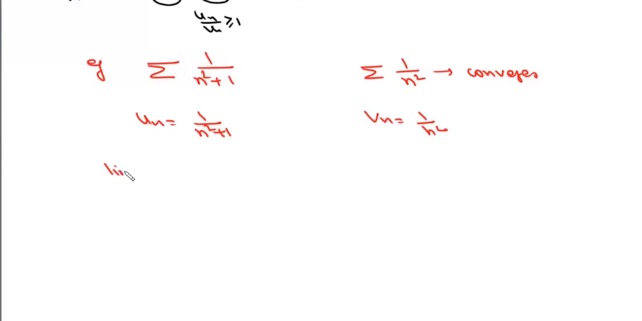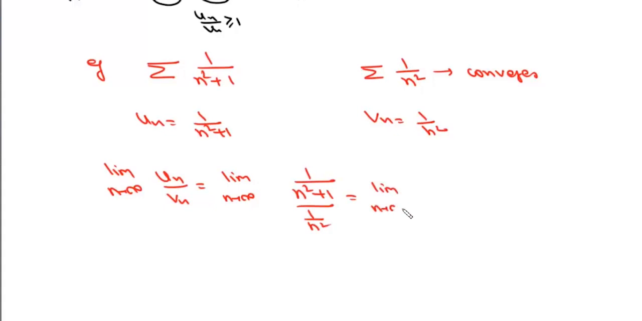Now if we take this limit, n tends to infinity, un upon Vn will be this limit, n tends to infinity. Now un is 1 upon n square plus 1 divided by 1 upon n square. So it will be this limit, n tends to infinity, n square upon n square plus 1. Now here it is an infinite limit. Highest power of n is 2. Coefficient of n square is 1 in the numerator and 1 in the denominator. So it is 1, which is unequal to 0. That means this series, summation 1 upon n square plus 1, will also converge, because both the series have identical behavior of convergence.